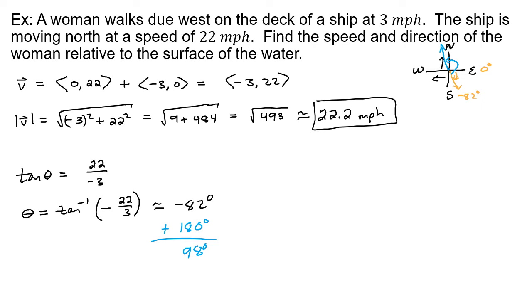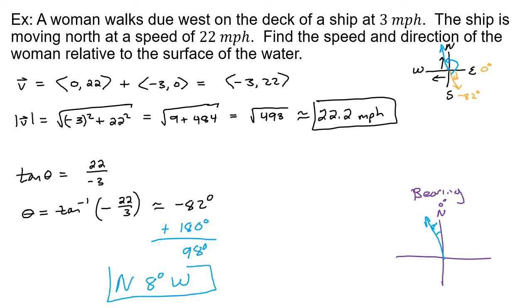But 98 degrees is not usually how they would say it. Bearing is done a little bit differently than your angles from trig. If you're doing bearing, your north is up here at 0. And you would go north and then east or west, one way or the other. Our angle is here. 90 degrees would be straight up and down usually. We're going to 98. So this little angle right here is 8 degrees. So her bearing is north and then 8 degrees west. So you could write it that way in bearing, or you could just say it's 98 degrees.